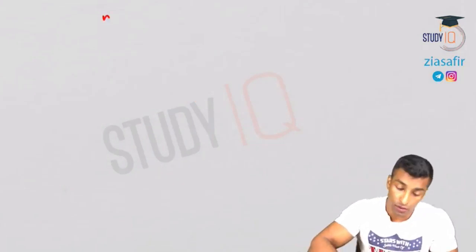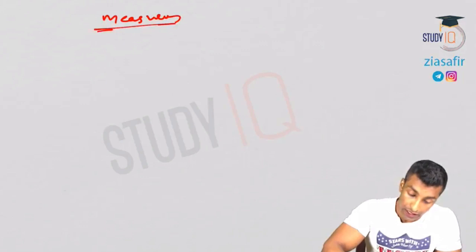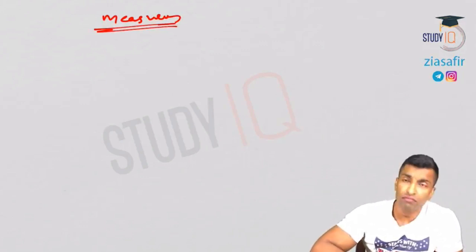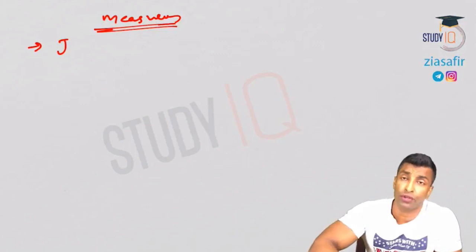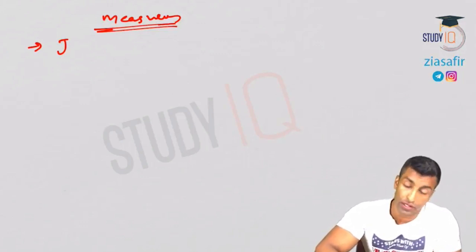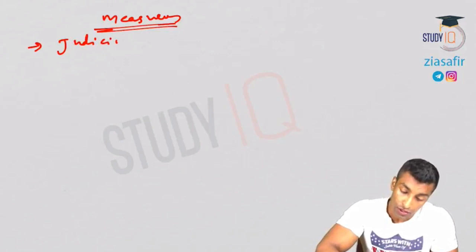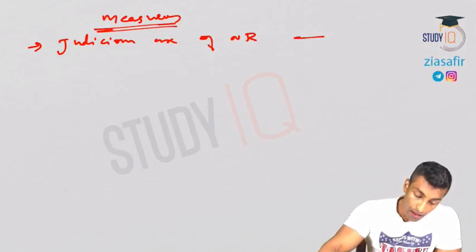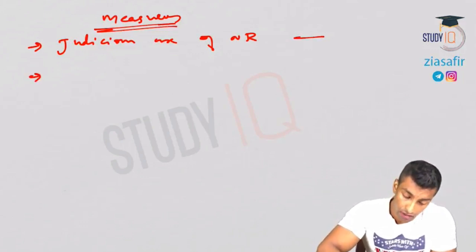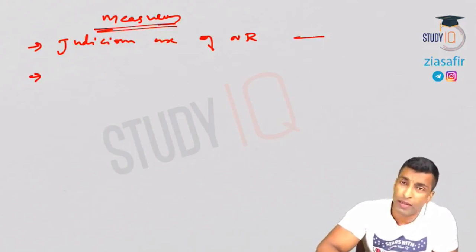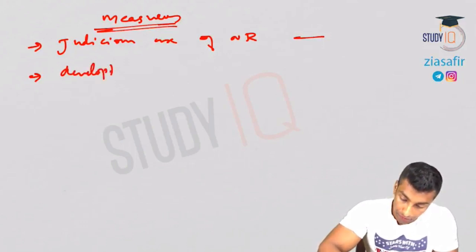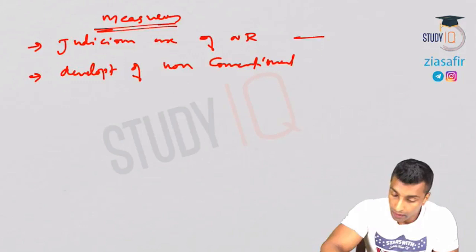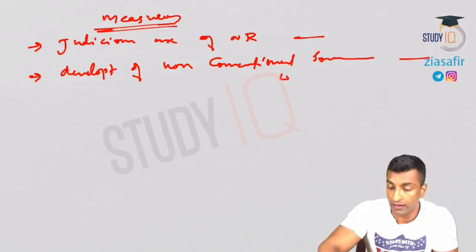Now what are the measures? Let's quickly see the measures also to promote sustainable development. Firstly, judicious use of non-renewable resources. Then you can go for development of non-conventional sources like biodiesel, etc. Okay, that means basically alternatives. Development of non-conventional sources like biodiesel, like alternatives.